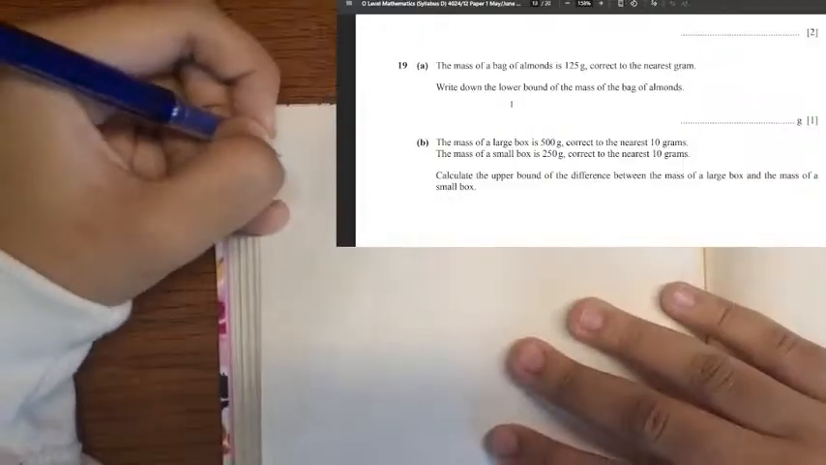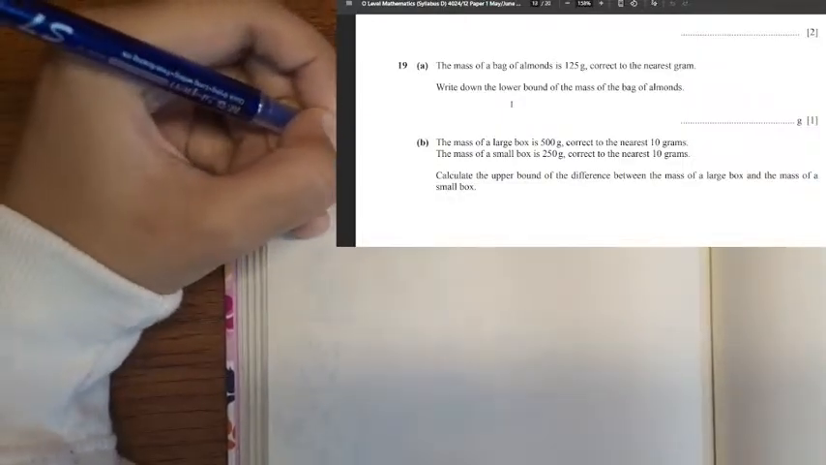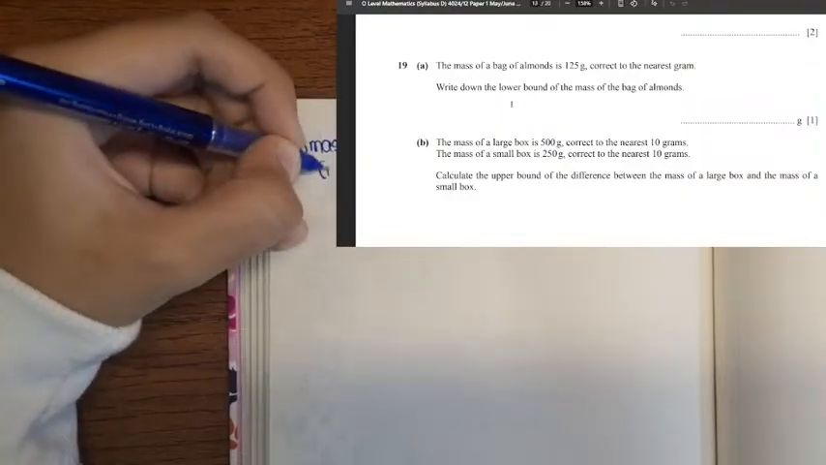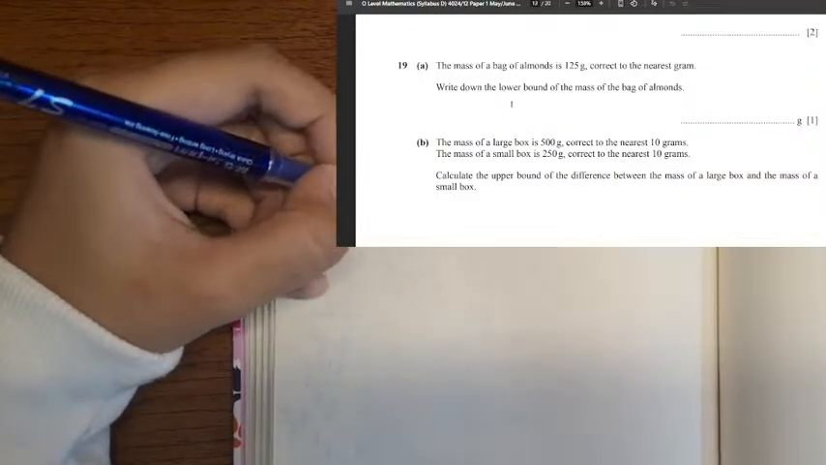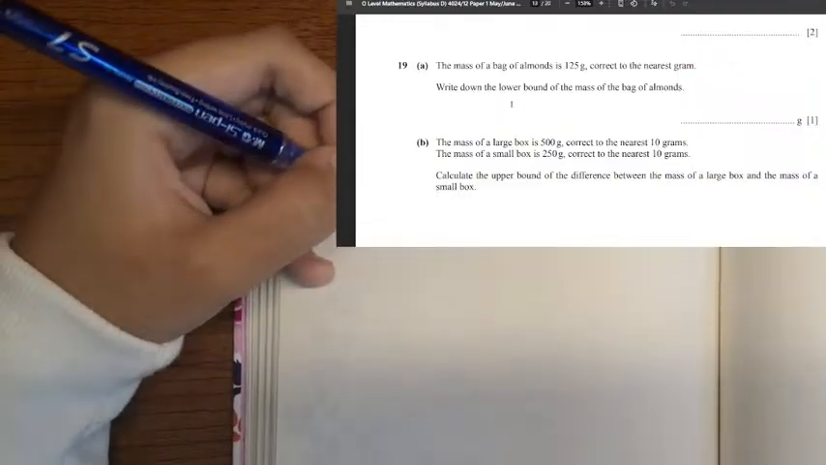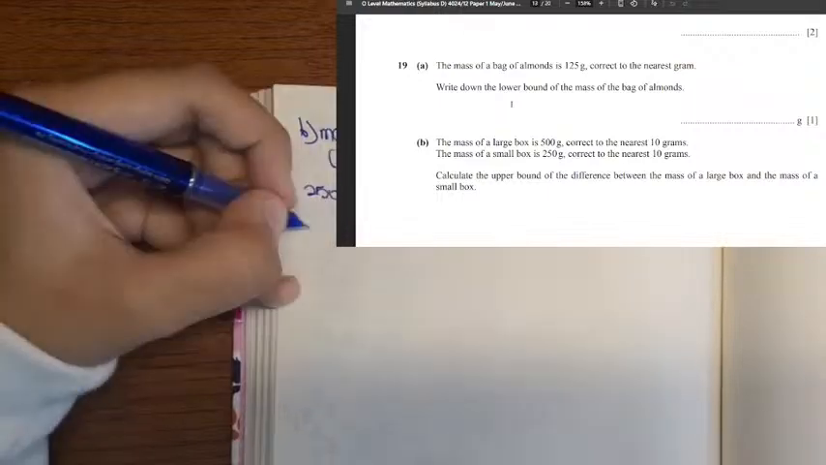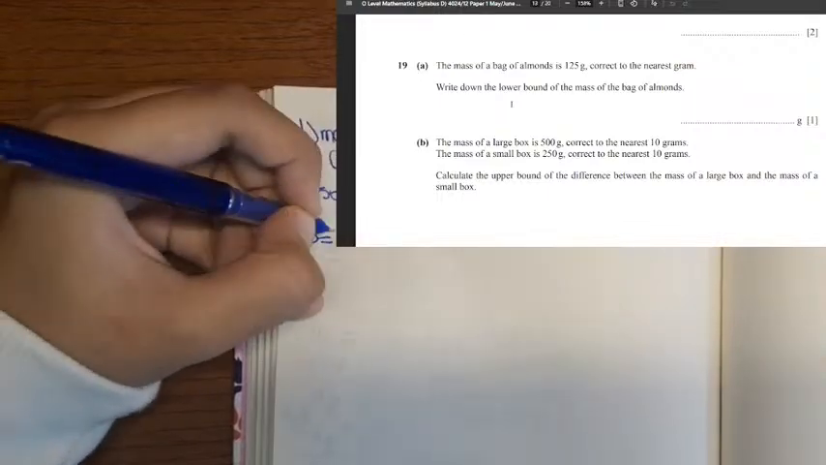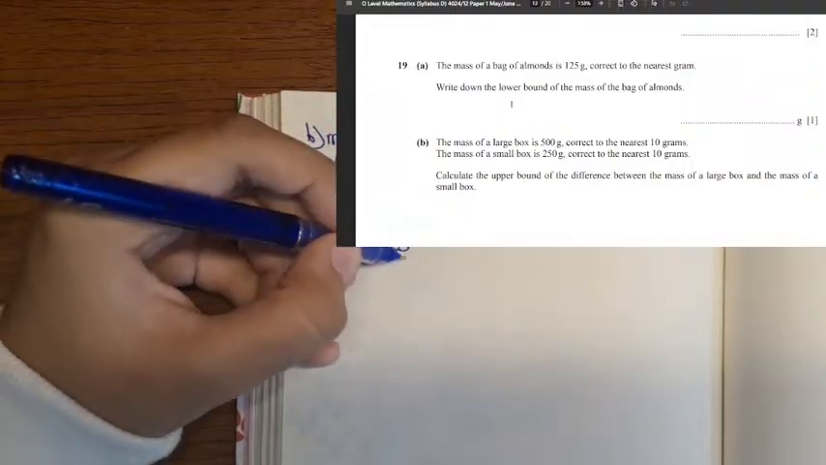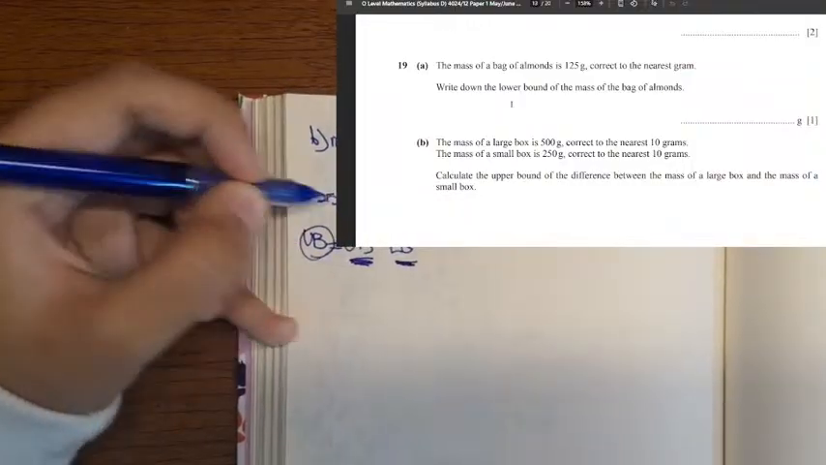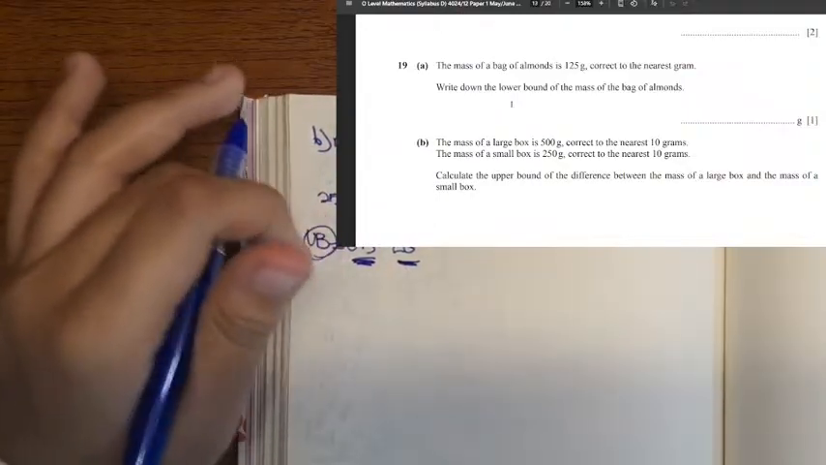The next thing we're asked is to find the mass of a large box, which is equal to 500 grams to the nearest 10 grams, and 250 grams, which is a small box's mass, to the nearest 10 grams. They're asking us to calculate the upper bound of the difference between the mass of the large box and the mass of the small box. The upper bound of the difference means that the first value must be upper and the second value must be lower. The greater the first value becomes and the lower the second value becomes, the greater the output will be.